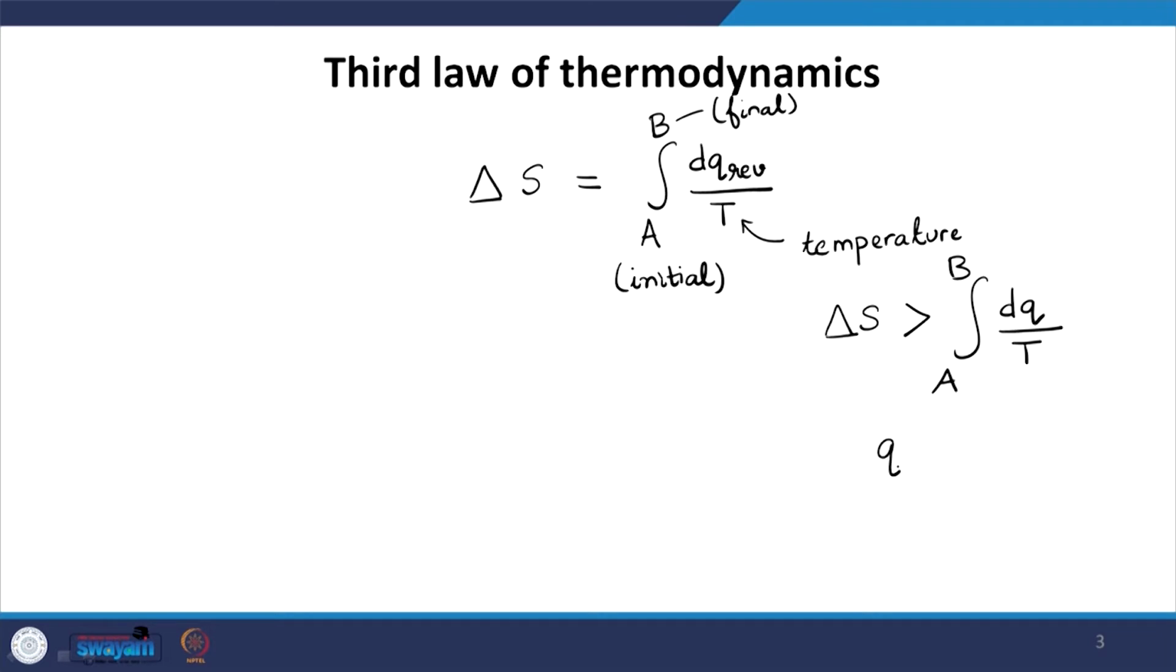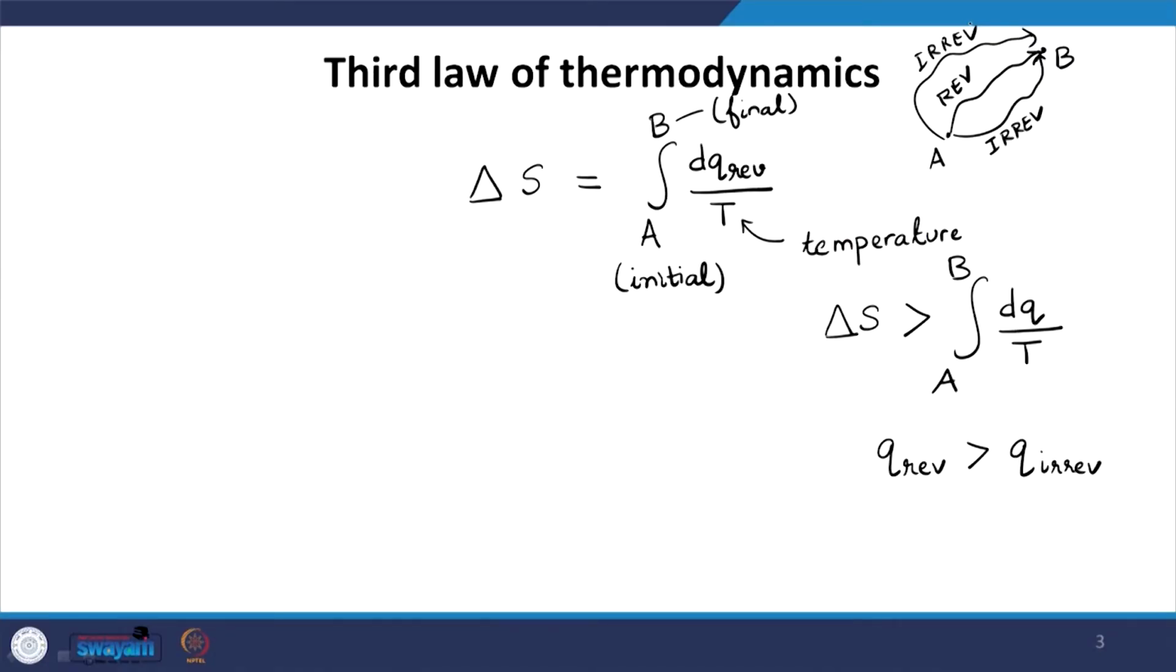So, in general, the Q reversible is always higher than Q irreversible. Let us say I am going from state A to state B, there is a reversible process of getting there, and there is only one reversible process, and there can be multiple irreversible processes for going from A to B, and for all those processes the heat that is being added is always lower in comparison to the heat that is added in the case of a reversible process.